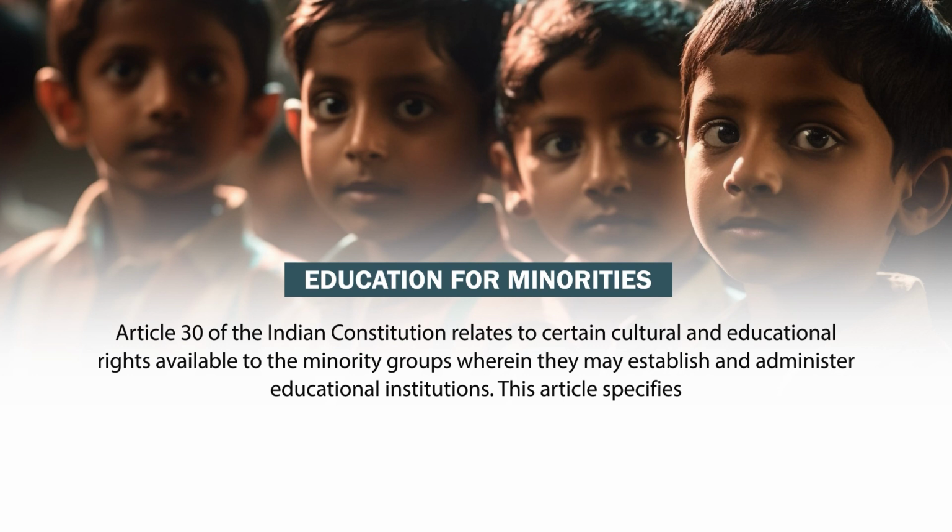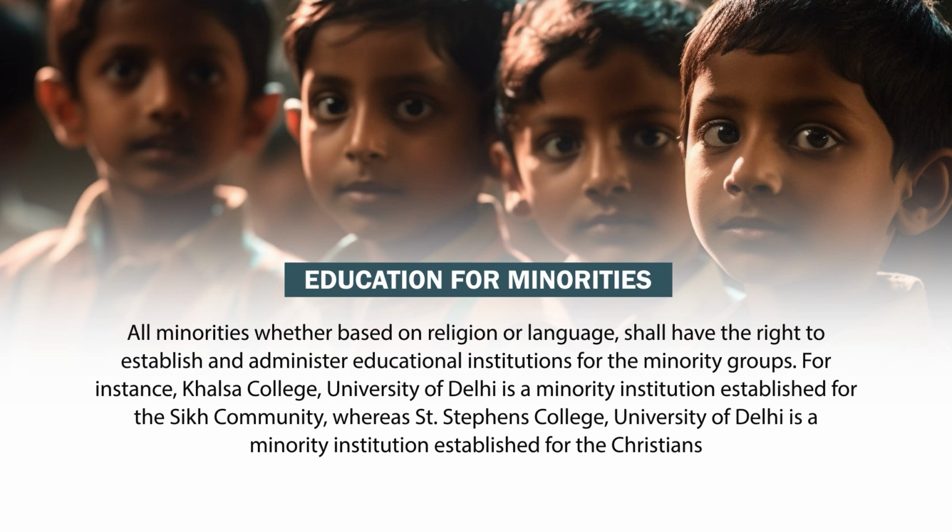Now, this Article 30 clearly specifies that all minorities, whether based on religion or language, should have the right to establish and administer educational institutions for the minority groups. For example, you can think of Khalsa College in the University of Delhi, which is a minority institution established for the Sikh community, or the popular St. Stephen's College, again of Delhi University, which is a minority institution established for the Christians.